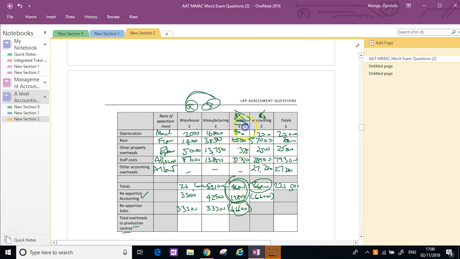So you can see what I'm trying to do all day is to reapportion all these areas that will not generate any units, because the units will come from warehouse and manufacturing. So now I have a total of 63,200 and 158,300.